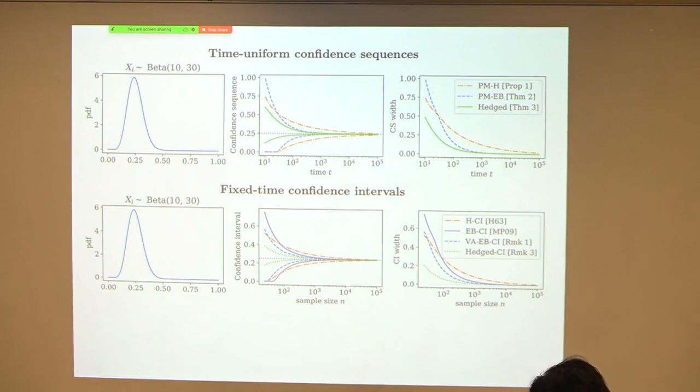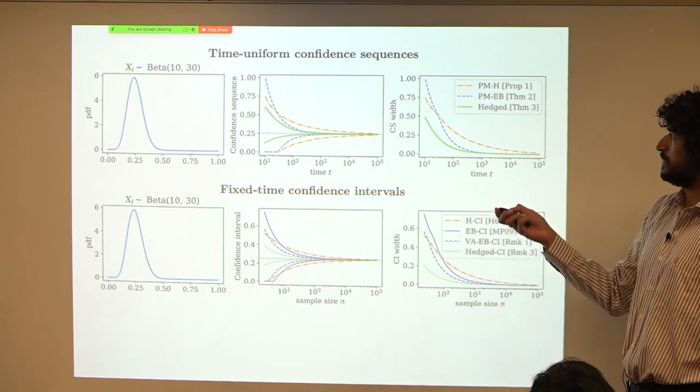But of course, when I run a simulation, I have to draw the data from some distribution. So in this case, I'm drawing the data from some beta 10, 30, but the procedure doesn't know this, right? So it's a non-parametric estimation procedure. So this is the PDF of the data.